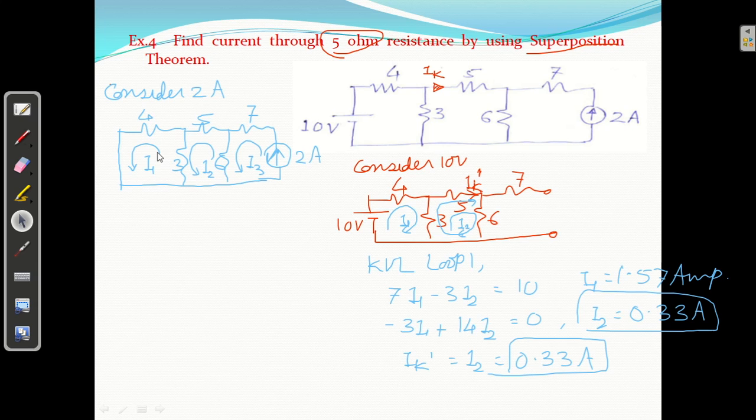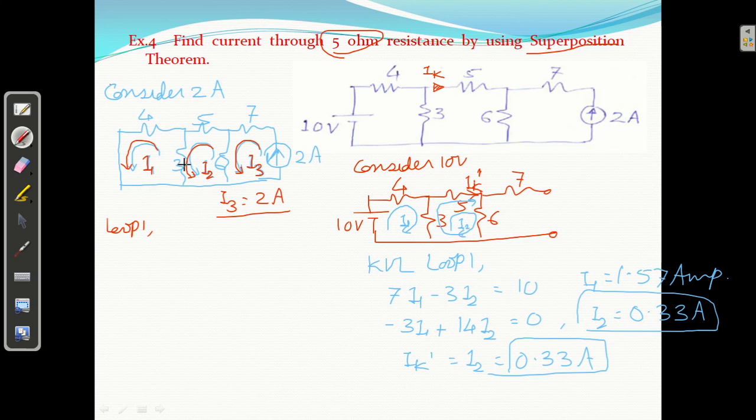Here this is I2. This is I3. So I3 is known. We can't write the KVL in the loop which has the current source. So what is I3? 2 ampere is known. Now we will write the KVL in loop 1.